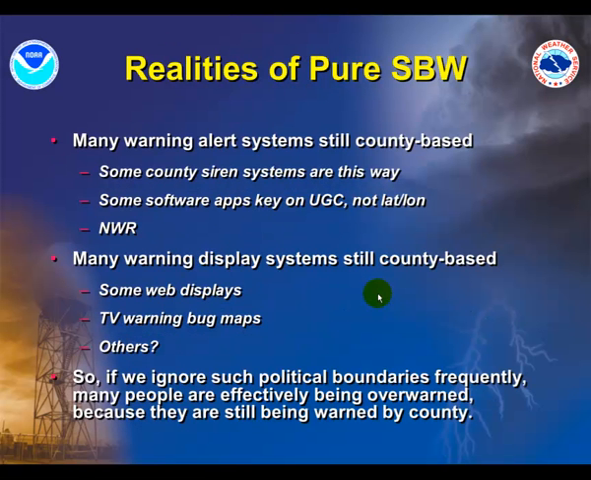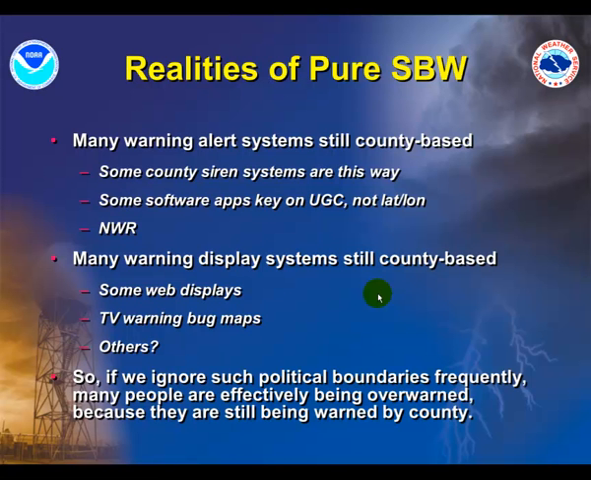But the realities of pure storm-based warnings are that many alert systems are still county-based. Siren systems in some counties are this way, where you set it off for one, it goes off for everyone in the county. Some software apps key on the UGC as opposed to the latitude and longitude. And of course, no weather radio goes off by county.